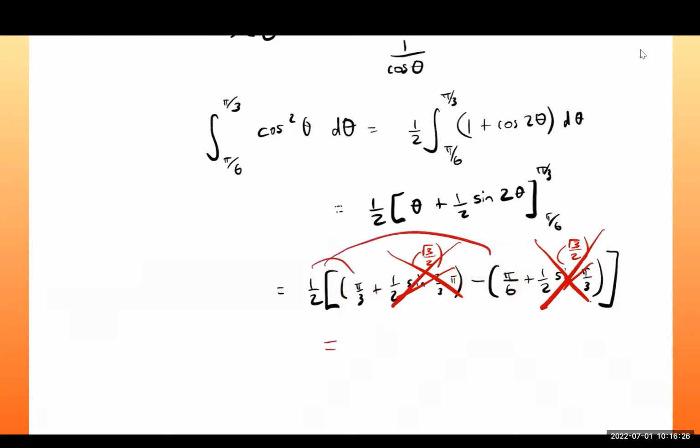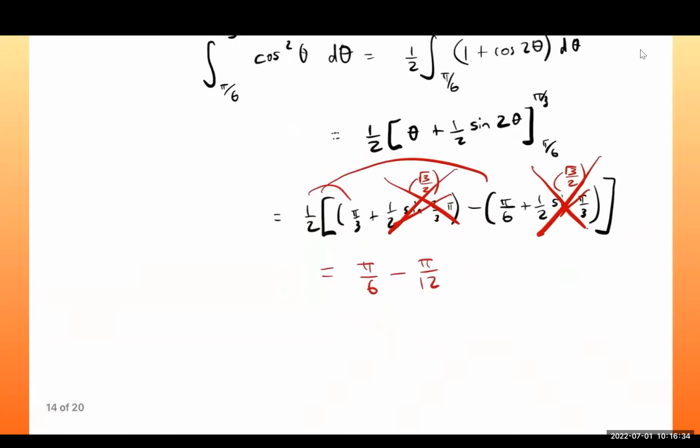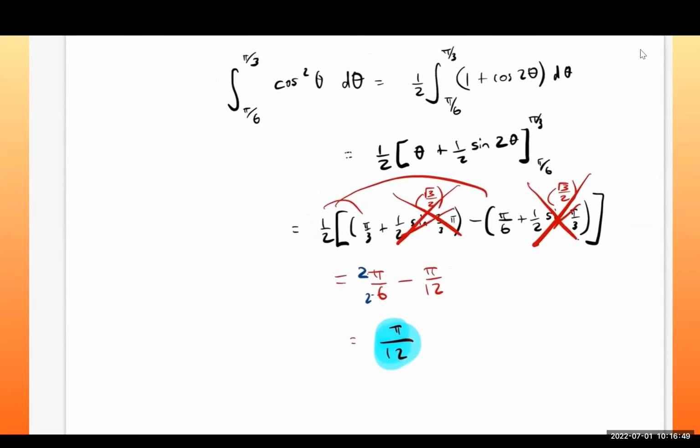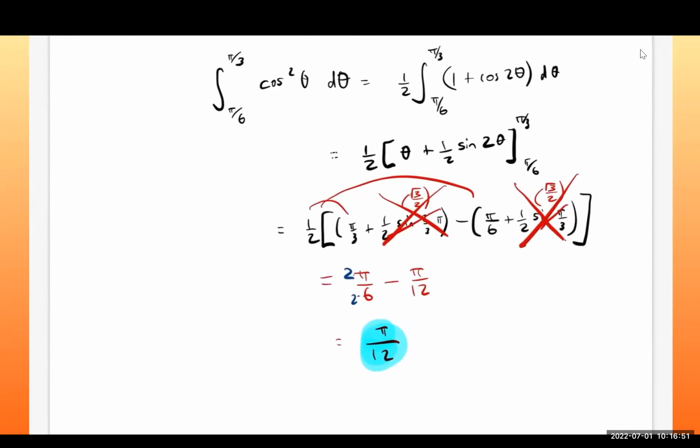So I'm going to go ahead and distribute the 1/2, and our final answer will be pi over 6 minus pi over 12. If we find our lowest common denominator, times 2, that would make 12. We're going to get 2 pi minus pi, which is pi. So pi over 12 is our final answer. That is how you would approach these problems that involve integrals.